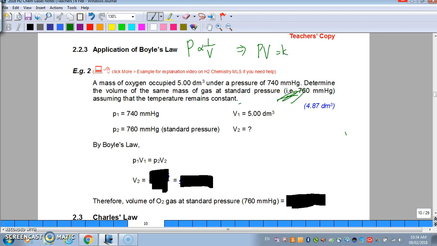Now, right here you have a mass of oxygen occupying 5 dm cube under the pressure 740 mmHg. You can check your page 5 for the units conversion. There's no need for you to convert anything here, because the units will cancel out. Later we will see why. But if you are interested, you can see how to interconvert between mmHg and Pascal on page 5. Determine the volume of the same mass of gas at standard pressure, which is 760 mmHg, assuming that the temperature remains constant.